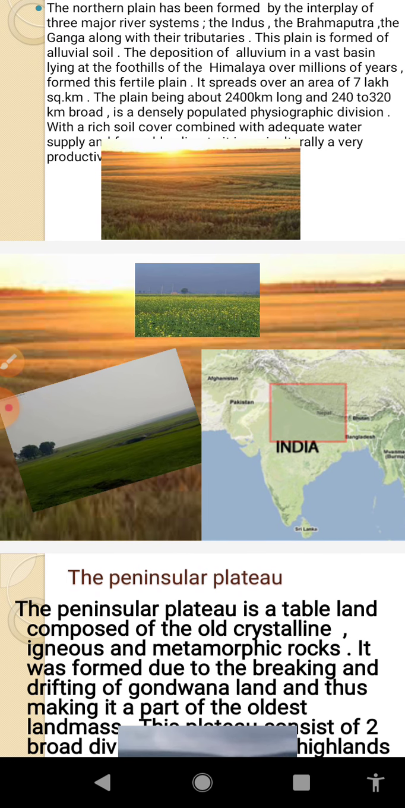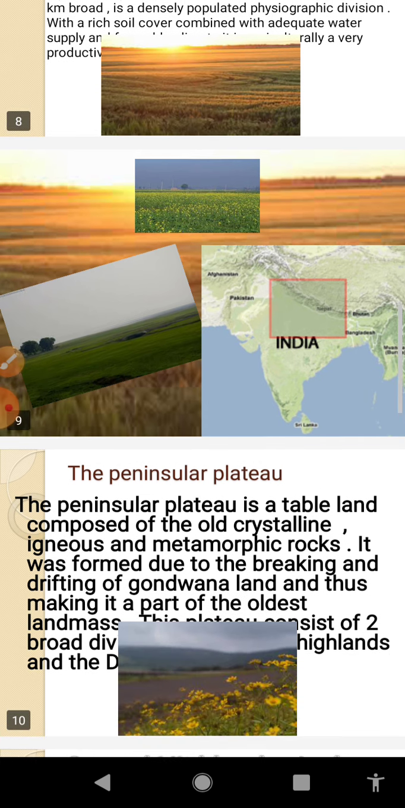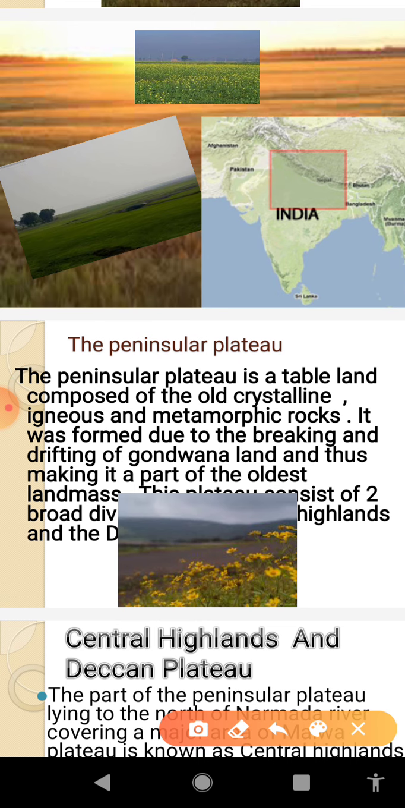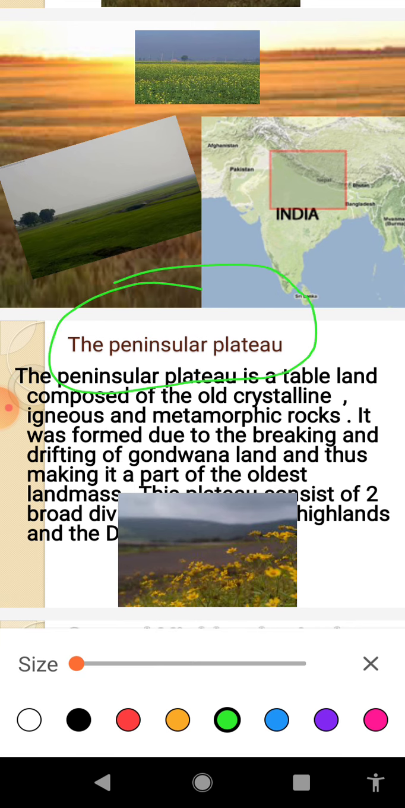Another point, as the region has sufficient employment opportunities, this is a densely populated part of our country, and more than 50% of the total population of India lives here. Another point, the northern plain is the site where the ancient civilizations of Mohenjo-daro and Harappa developed. Now we will discuss the new topic, that is the peninsular plateau of our country.